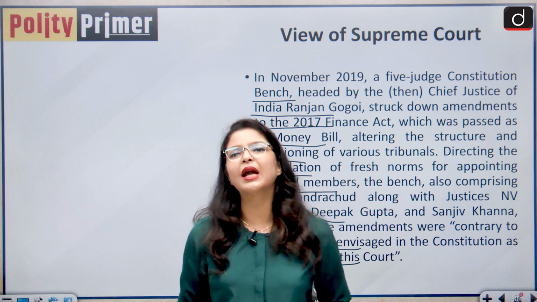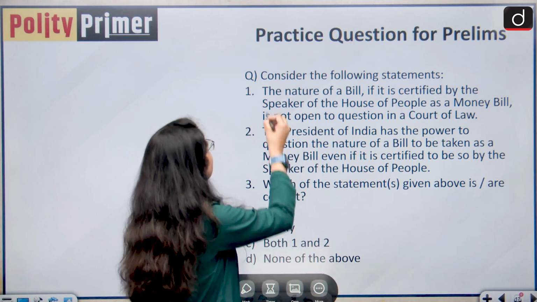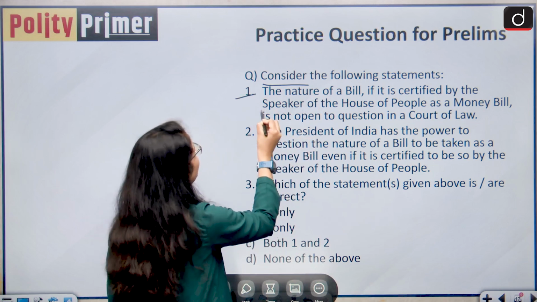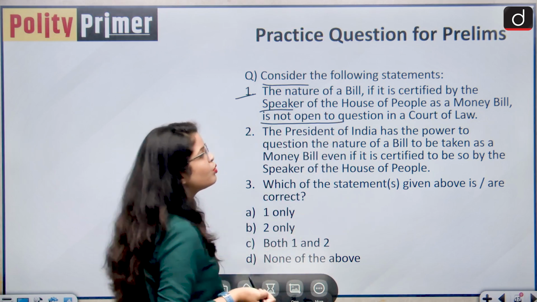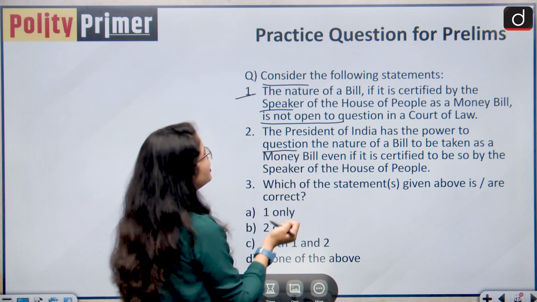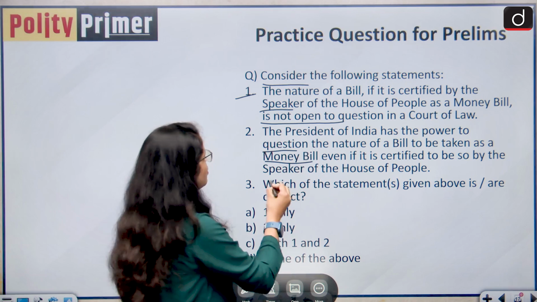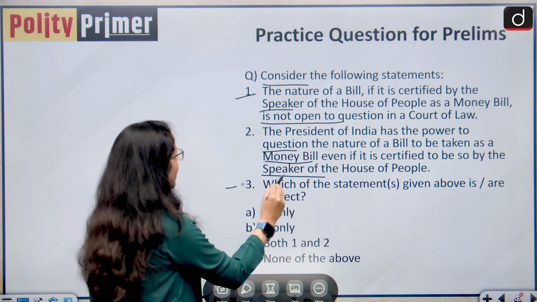Now, let us discuss a practice question for your prelims examination. Consider the following statements. The nature of a bill, if it is certified by the Speaker of the House of People as a money bill, is not open to question in a court of law. The President of India has the power to question the nature of a bill to be taken as a money bill, even if it is certified to be so by the Speaker of the House. Which of the statements given above are correct?